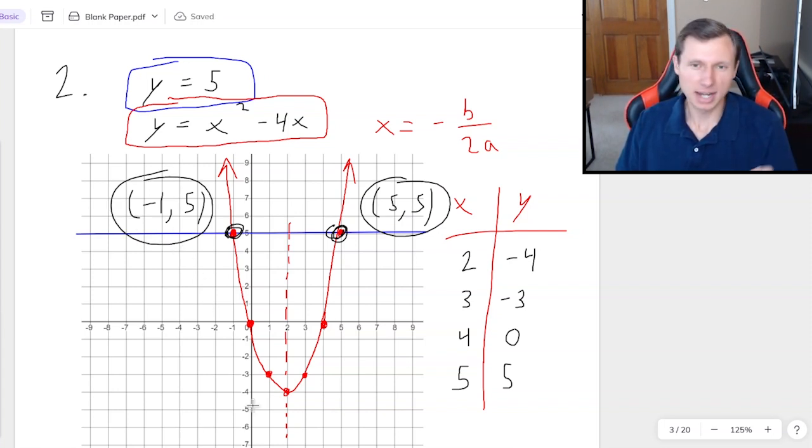So I know you're probably not going to see parabolas when it comes to solving system of equations, but this is how you would do it using a graph. So hopefully that makes sense.